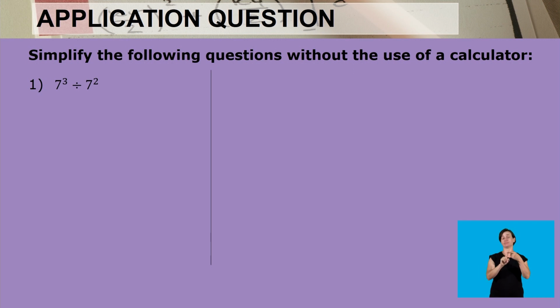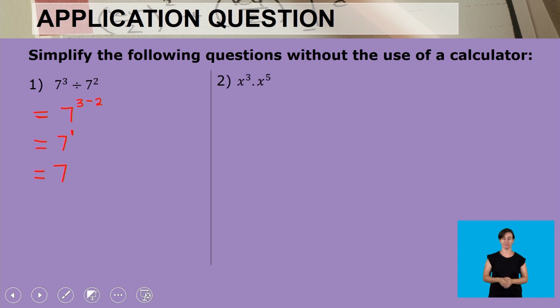Now we are dividing powers, and when we look at these powers, they have the same base. Now that applies to our second exponent law. And do you remember what we do when we are dividing powers of the same base? Yes, you are correct. We are going to subtract those exponents. So it's going to be exponent 3 minus exponent 2. And that is going to leave us with a final answer of a base 7 and an exponent 1. And of course, we know that if there's an exponent 1, then it is just the same as a 7.